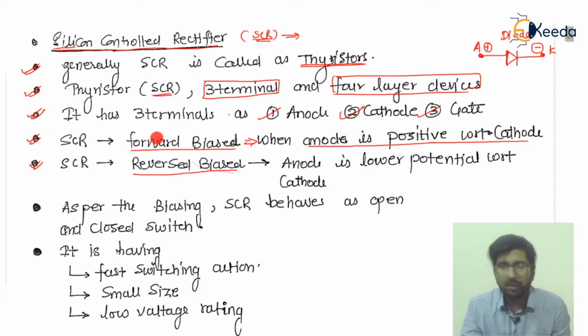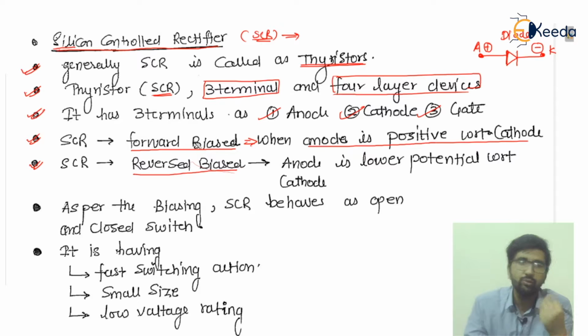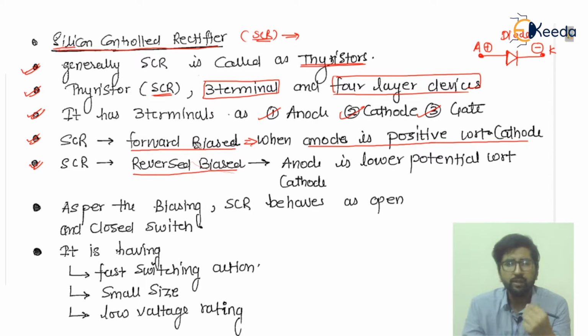So as we have seen in the diode, whenever we have forward bias, obviously we are going to use it as a closed circuit. Ideally we will use it as a closed circuit. But when we talk about reverse bias, it is going to be in the open circuit condition. No current will flow from anode to cathode. Okay, so that is its representation.